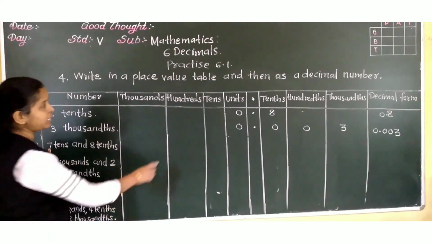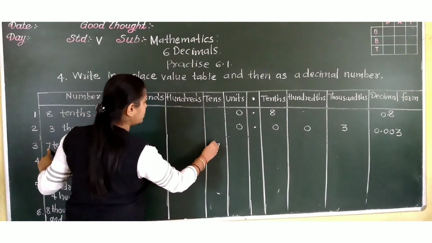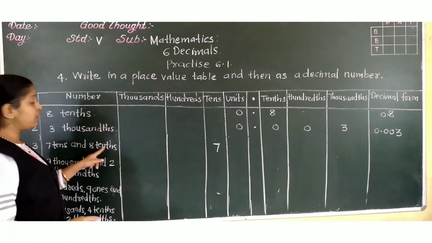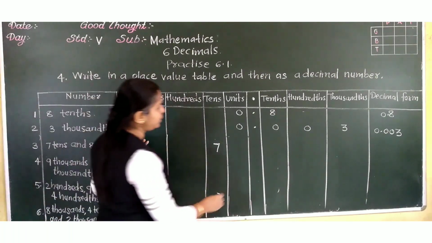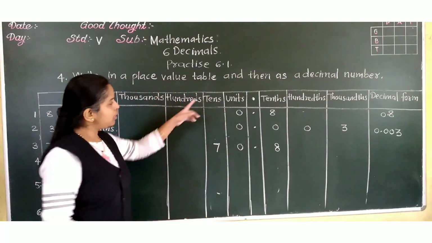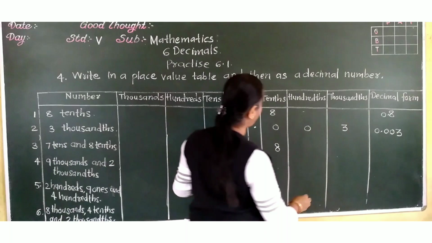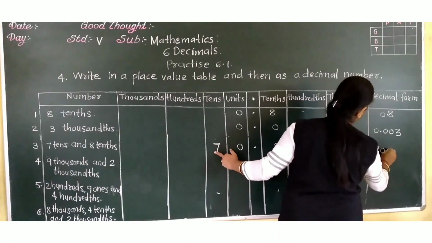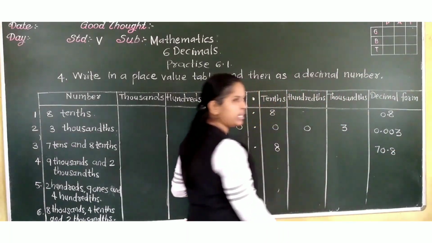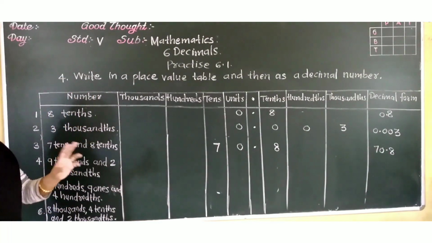Next. 7 tens. That is 7 is there in which column? Tens column. Okay. 7 tens. And 8 tenth. 8 is there in 10th column. Here units place nothing is there, so 0. So how to write in the decimal form? 70.8. 7 tens means 70 and 8 tenth means 0.8.